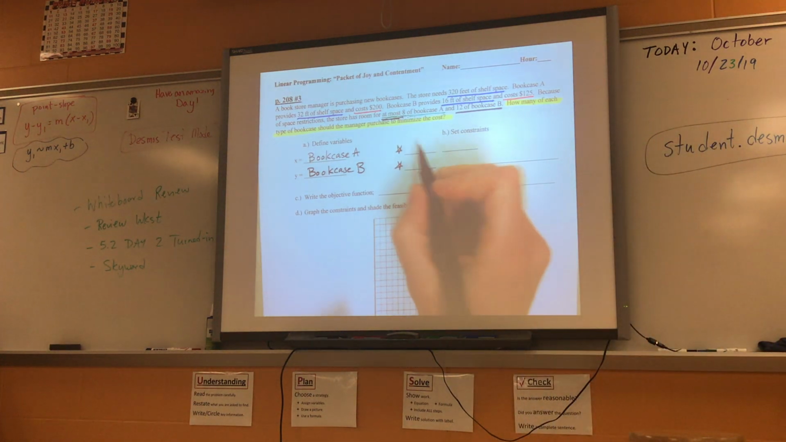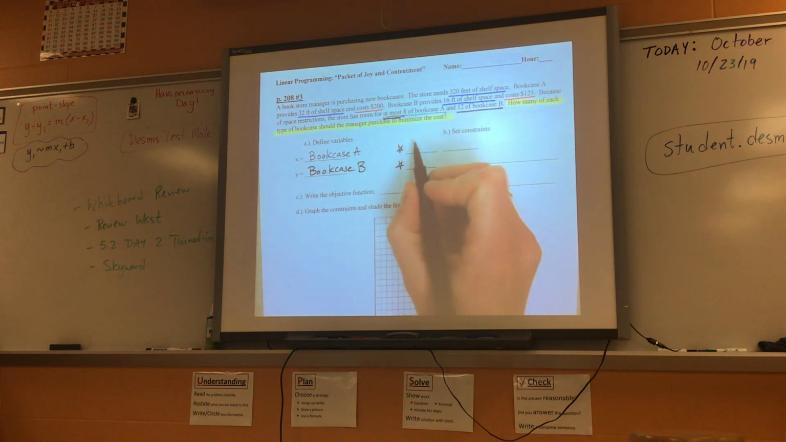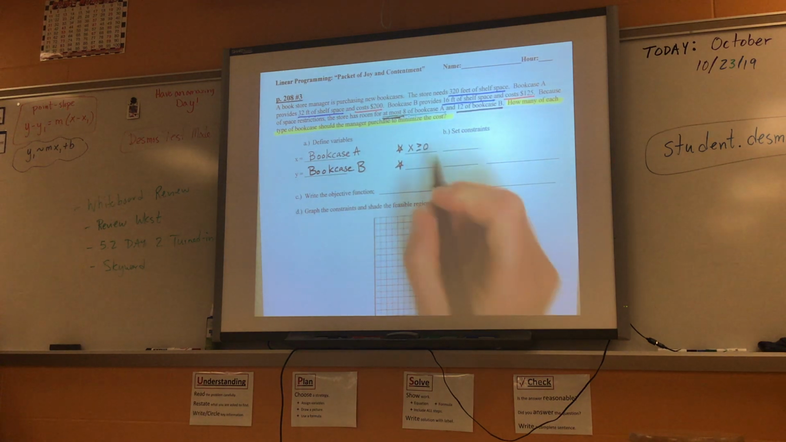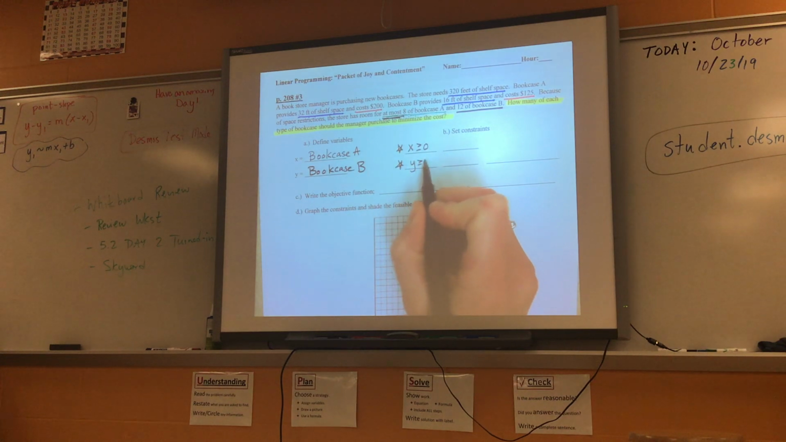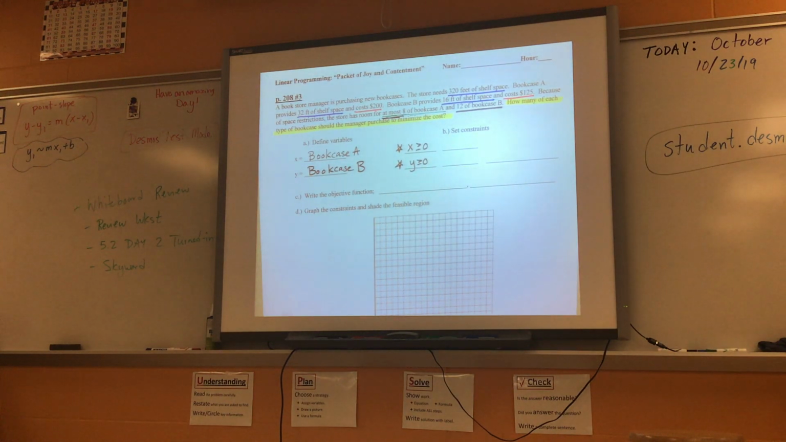So we are going to put 2 equations on here that I call the freebies. Your X has to be greater than or equal to 0, and your Y has to be greater than or equal to 0. Okay?